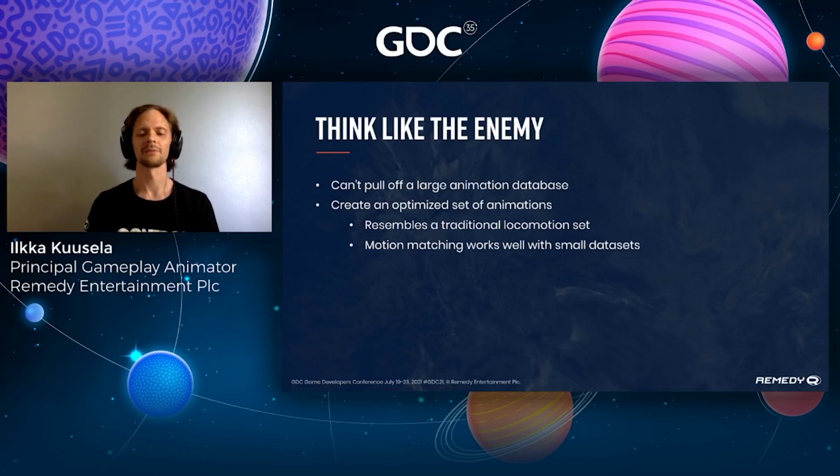Now, of course, since we are doing this much editing on every animation, we couldn't pull off a large database of animations, like is suggested in the earlier motion matching talks. So instead, we chose to create a pretty traditional set of animations with starts, stops, turns, and so on. And it turns out that this kind of data set works just fine with motion matching. The end result is more or less similar to putting the same animations into a state machine.